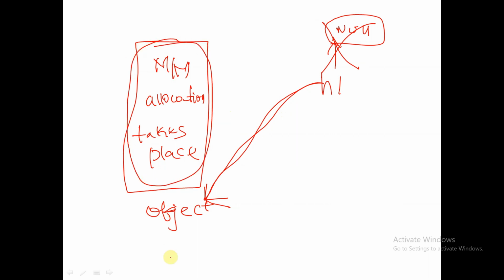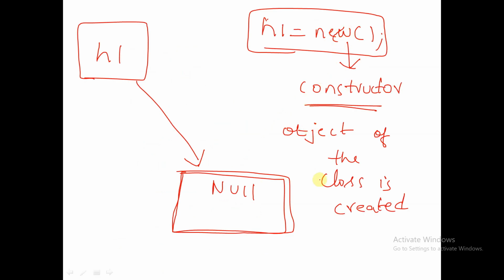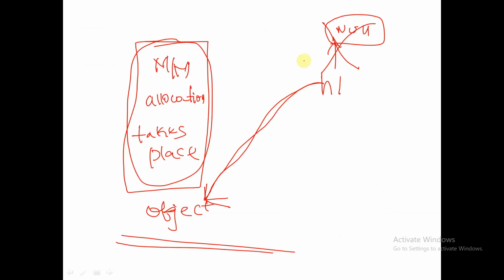So this is the creation of an object. When we use the keyword new, then the object for this class will be created, that is, the memory will be created for this class, and our handle will point towards this class.